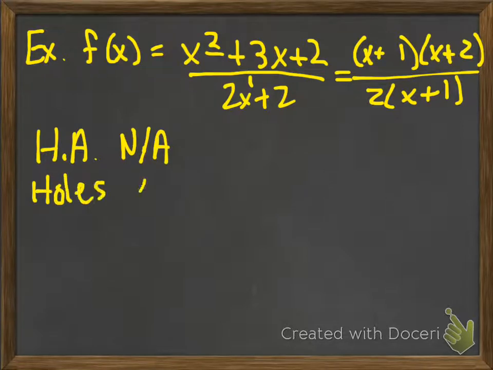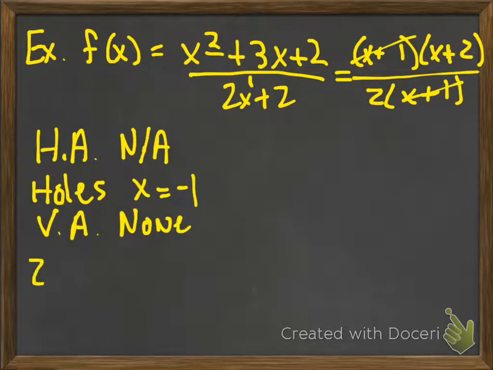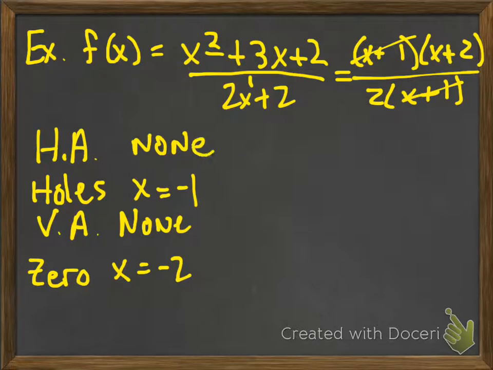So there is no horizontal asymptote. Holes: the x plus 1's cancel out, so the opposite of that is x equals negative 1. Vertical asymptotes: there are none, because there's no x factor left. The zero would be at x equals negative 2, because the numerator had a factor left over of x plus 2. Again, not something that should be very difficult.